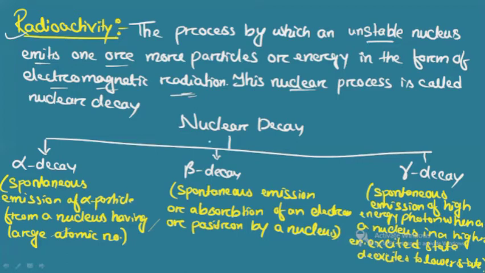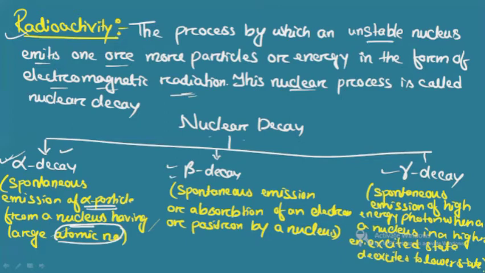Now you see, radioactive decay is also known as nuclear decay, and there are three fundamental nuclear decays. The first one is alpha decay, the second is beta decay, and the third is gamma decay. So in alpha decay, what happens? There is spontaneous emission of an alpha particle from a nucleus which has a large atomic number. A nucleus having a large atomic number undergoes spontaneous emission and emits what? It emits an alpha particle, and that particular process is said to be alpha decay.